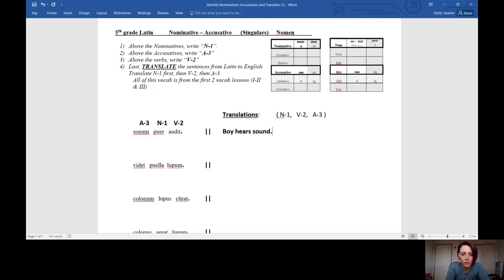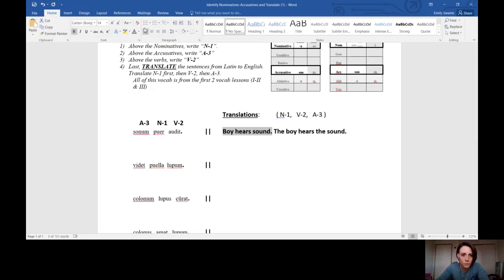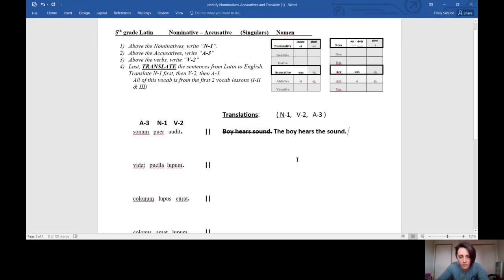But we don't say boy hears sound, right? That just isn't good English. We say a or the boy hears a or the sound. So the boy hears the sound is fine. You could also say a boy hears a sound, and that would be perfectly acceptable as well. Okay, so we're going to cross that one out. So the boy hears the sound is fine. Okay. All right, next. Videt puella lupum.